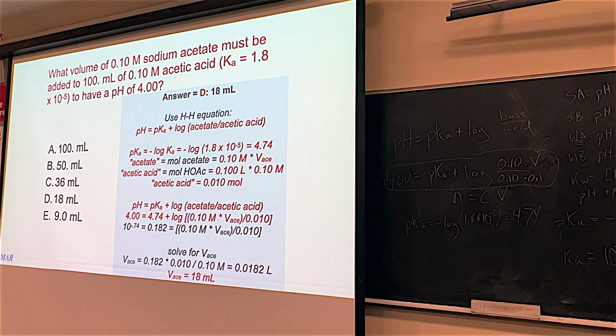But the punchline here is that it's totally cool to rewrite moles as concentration times volume. If the volume of the base and acid are different, sometimes this is a cool way to help out on these kind of problems. Any questions on that?